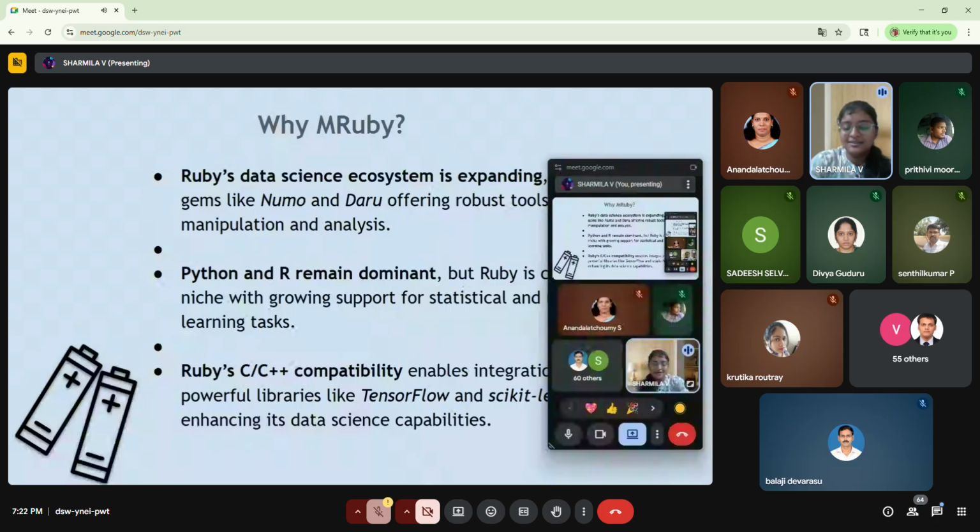Libraries like StatStamp will provide a range of statistical functions, while there are some other gems like Decision Tree and Ruby Spark, and they enable machine learning tasks, which we can use for our data analysis. And we have other gems for visualizing the data.